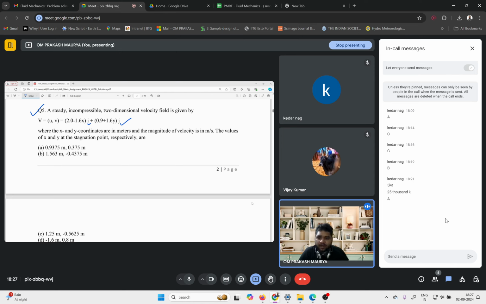So stagnation point means nothing but your velocity equal to 0. You just try to find out the u component, whatever the given velocity vector. From the velocity vector, you need to identify your u component, then your v component, then you equate both components equal to 0, then you can easily find x is equal to what and y is equal to what. That will be your correct answer. So I have given you a hint, please try to solve at least after that.